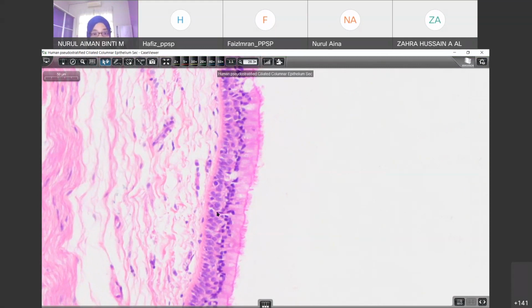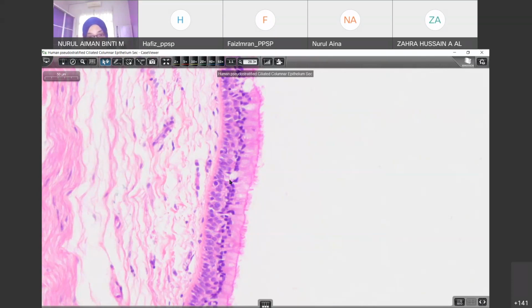Okay, you can see actually all of this nucleus here, even here, it comes from the basal lamina. Just look at this one. It comes from the basal lamina, but this one comes from the basal lamina, but they actually did not reach the surface. Like this one maybe the epithelium reached the surface.